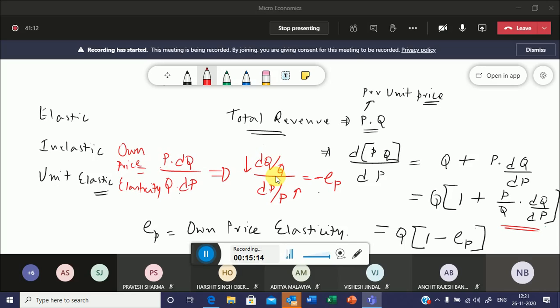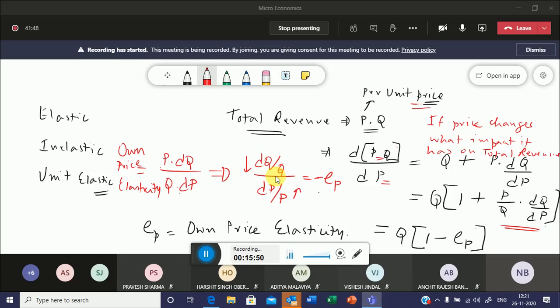So what is the objective? The objective is to figure out that if price changes, what impact it has on total revenue. Quantity. Oh, sorry, total revenue. Okay sir. Because my numerator is total revenue. So if price is changing, what is the impact it has on total revenue? Now why is this important?